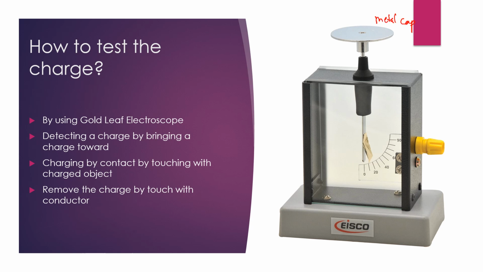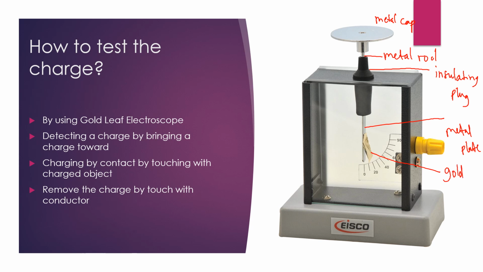The gold leaf electroscope consists of the metal cap here, and after that there is a metal rod here, connected down to the base. This is the insulating plug, the insulator, to make sure that no static electricity can go away from this electroscope. The base here is the metal plate, and here is the gold leaf.